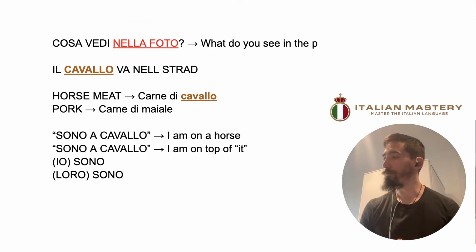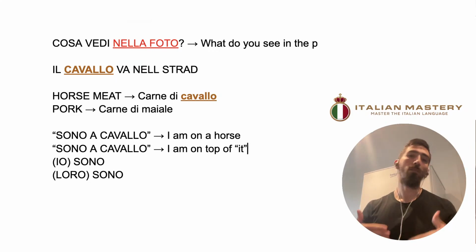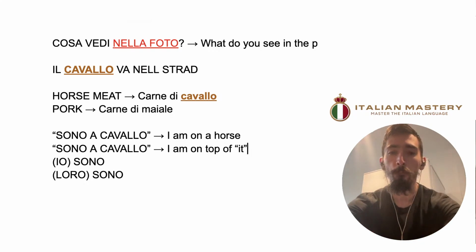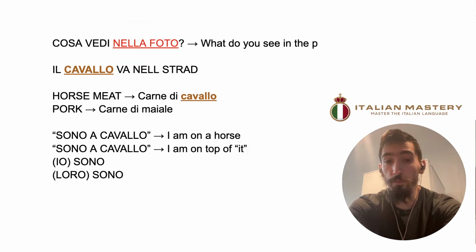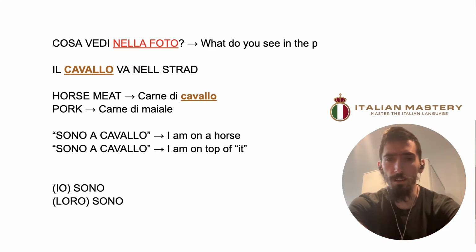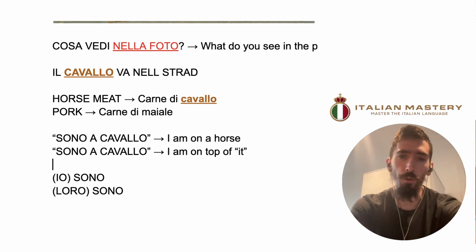Have you washed the dishes? Have you paid your taxes? Sono a cavallo. It means, yes, I'm on top of it. I know I'm going to accomplish it. I'm most of the way there. And this is confusing because sometimes this exact phrase can have different meanings in different languages. So cavallo is definitely a very common word.